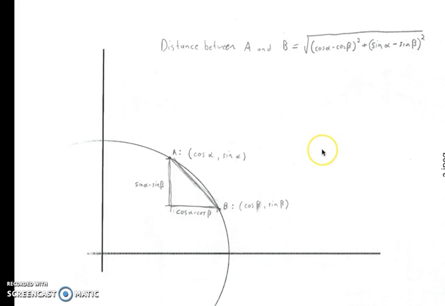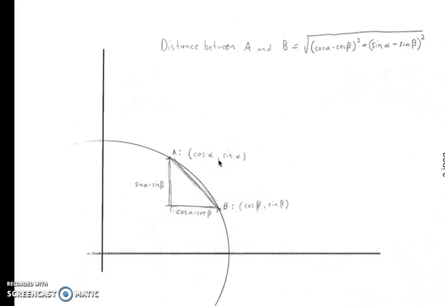Hey, what's up, guys? Today I want to show you a really cool proof. We're going to start by considering two points on the unit circle, A and B. I want A to be at a position that makes an angle alpha, and B at a position that makes an angle beta.